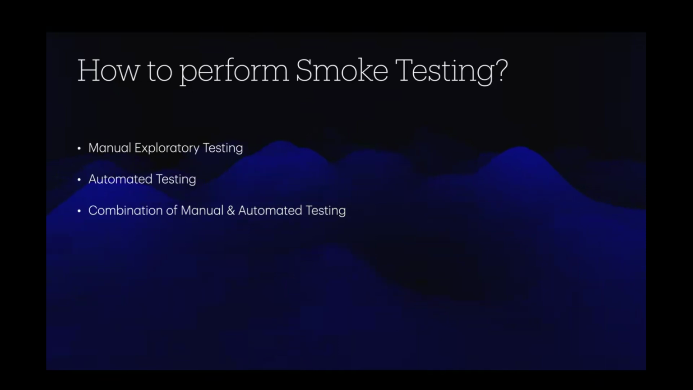In case it fails, we can hand over the build back to the development team and ask them to fix the issues that we found in smoke testing, because these are the critical issues. These issues need to be fixed first. Then only we can go further into the deeper testing.